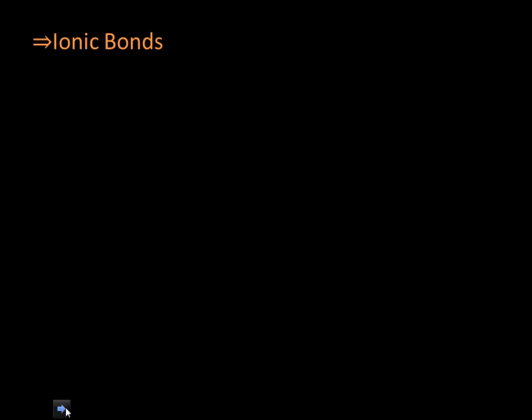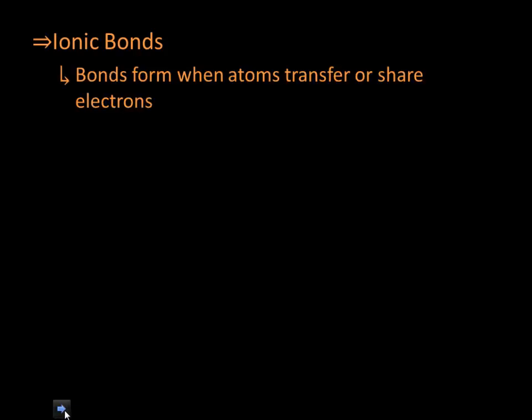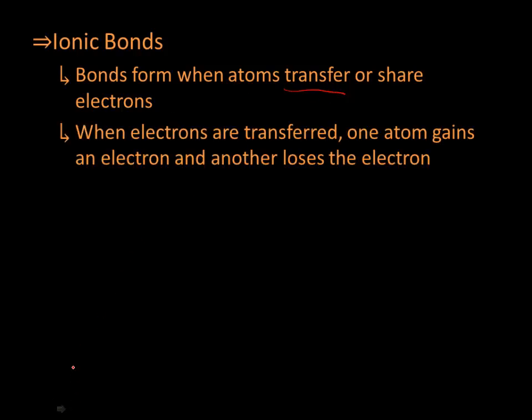Okay? Ionic bonds. Now a bond forms when atoms want to get stable, and there are 2 ways they can do that. They can transfer electrons or they can share electrons. And ionic bonds occur when they actually transfer electrons. So when an electron is transferred, one atom gains an electron and another loses an electron. So we're only talking about the ionic part, which means we're only talking about the transfer of electrons.